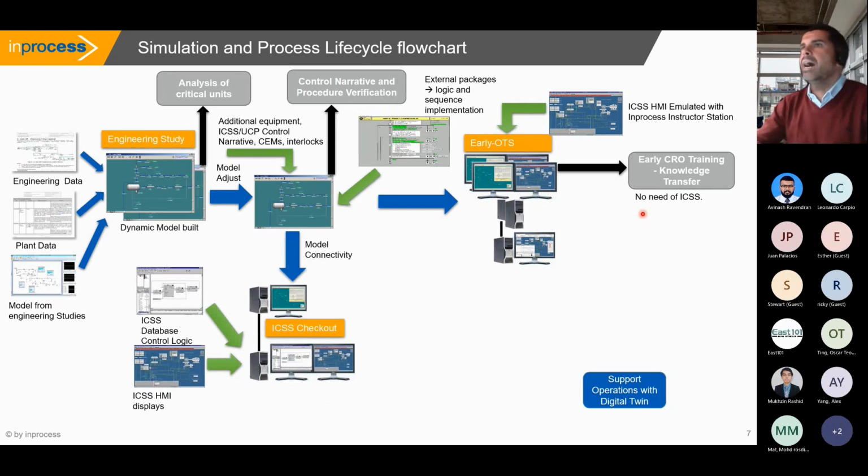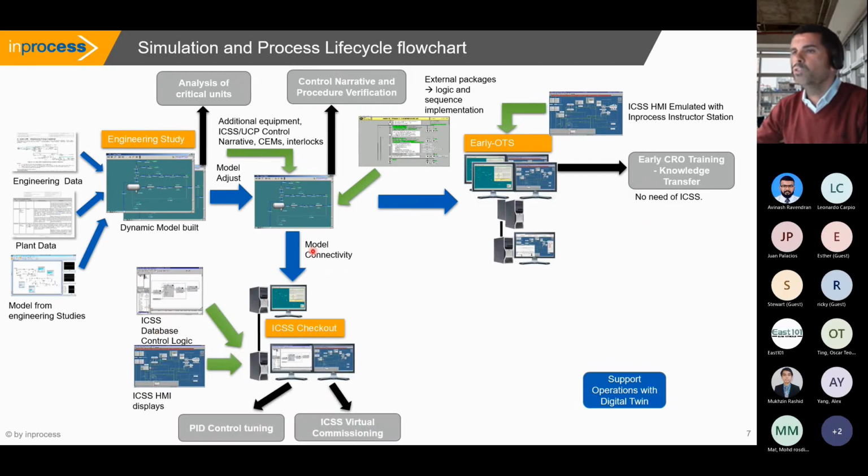once they make available the databases of the control logics, once they have been advancing also in their project execution, once they release the first database and the first final screens, we also connect to the dynamic model, and so that allows us to perform two different activities for our customers. One is the PID control tuning. So we are checking and we are testing.